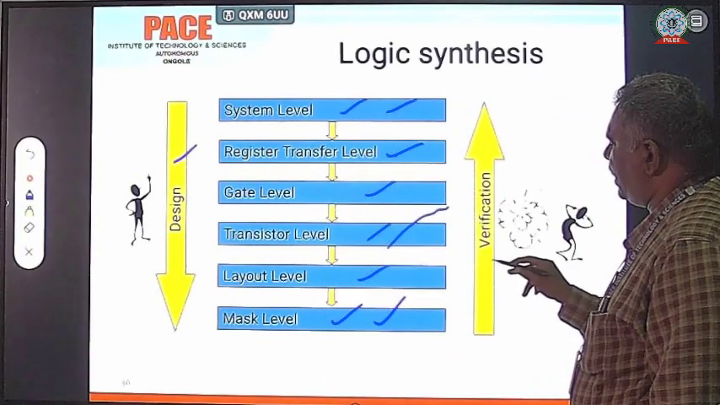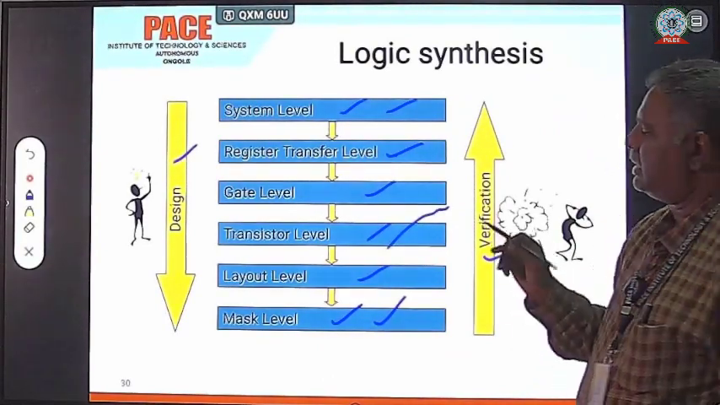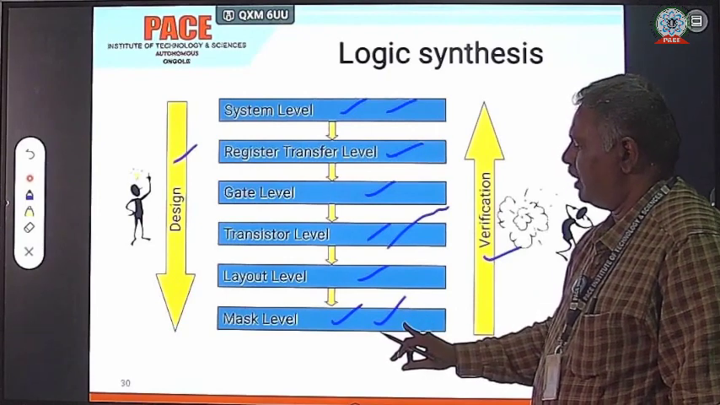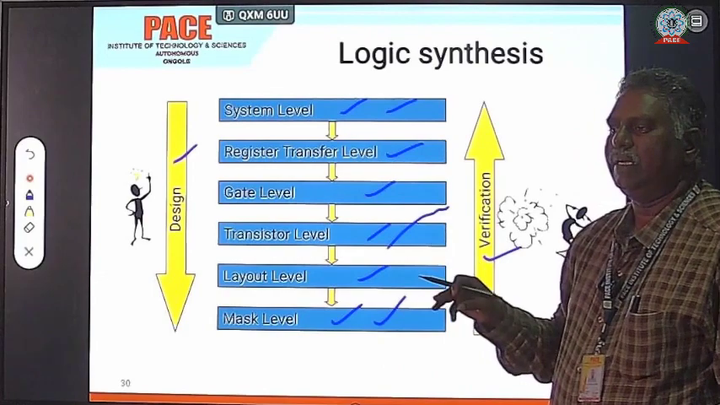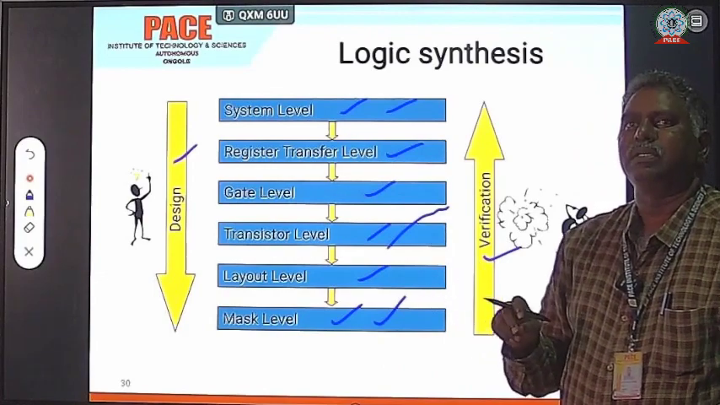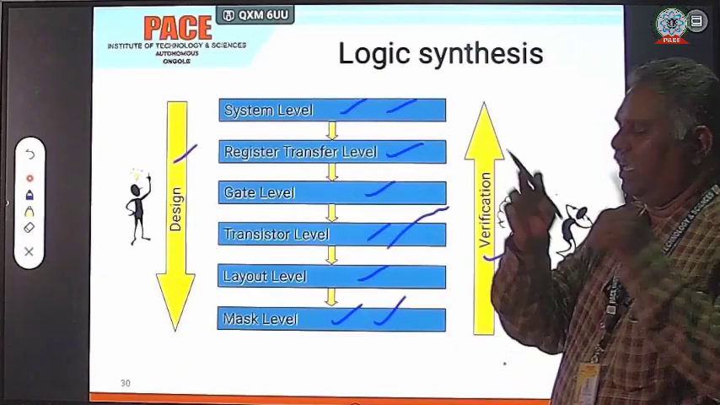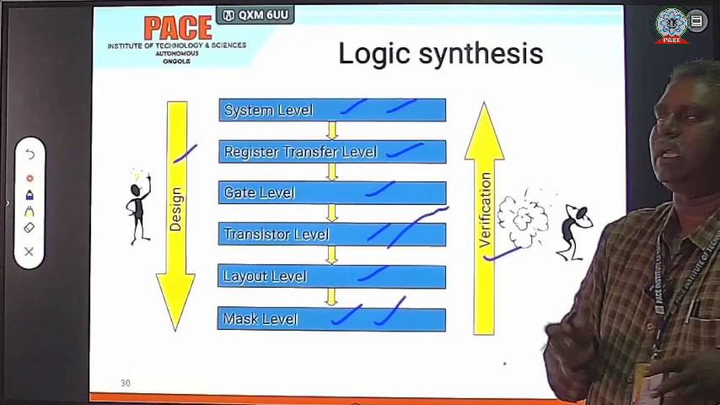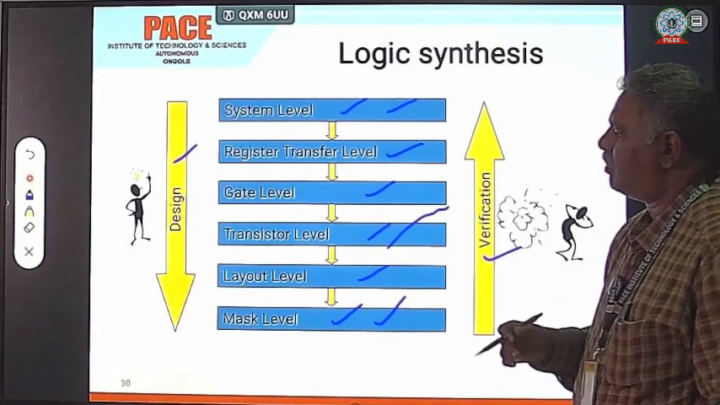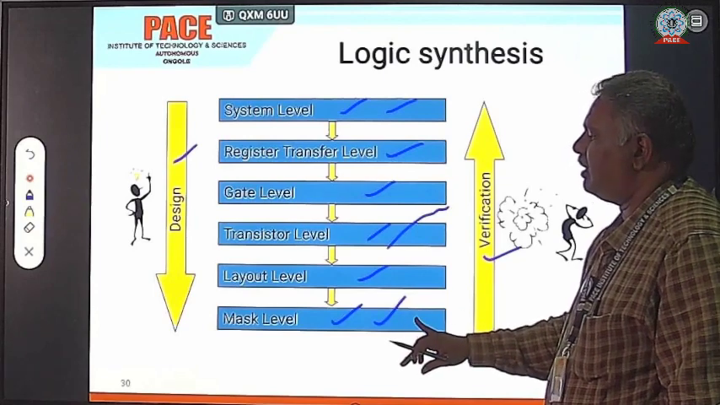Where do we start the verification? The verification starts from the mask level. The mask level should be perfectly designed, otherwise the memory size is going to increase, the area is going to increase. If the area increases, power consumption also increases. These are the problems that are going to be encountered. That's why we need to check in the mask level, then it is moved to the layout level.